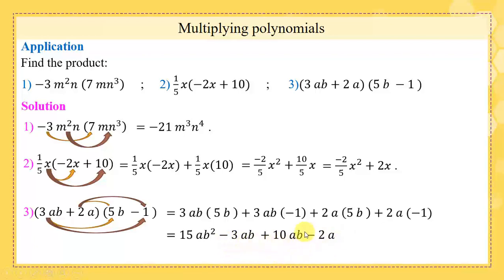Here we get two similar monomials, negative 3ab plus 10ab. They have different signs, so we subtract. The final answer after being reduced is 15ab squared plus 7ab minus 2a.